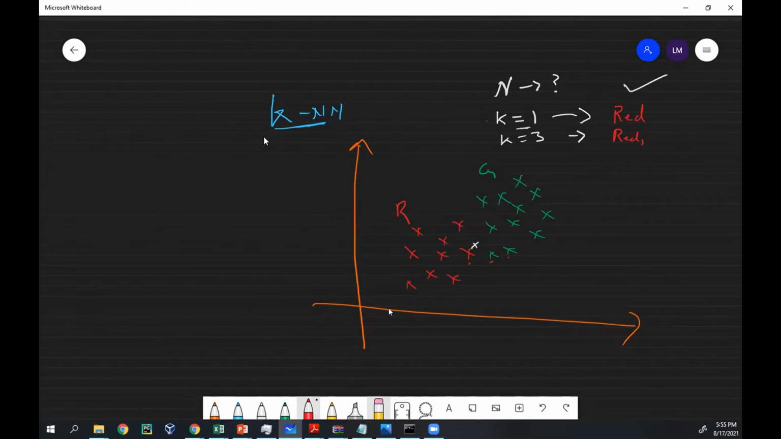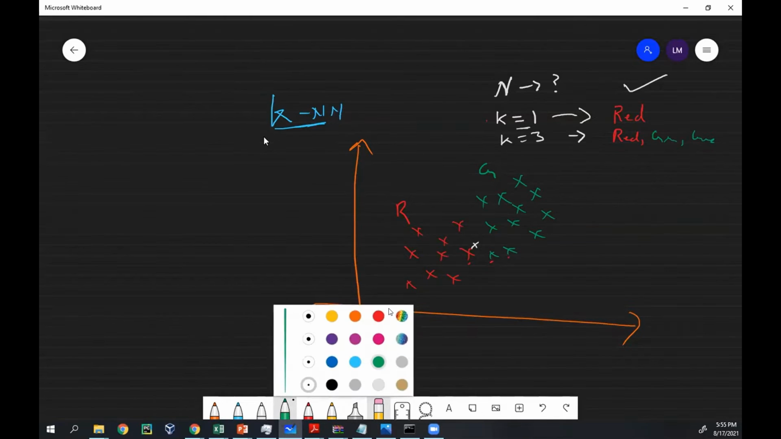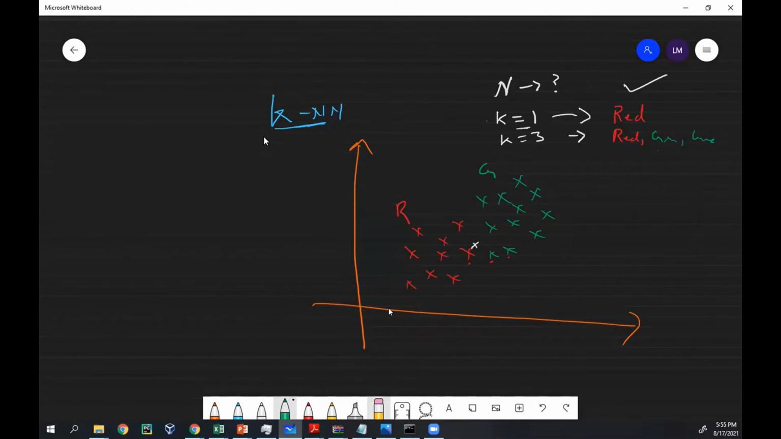Okay, out of all the points, these three are the nearest ones. So I'll just write it as green and again green. So now the balance actually changed. If you take k equal to 3, we can say that this point actually belongs to the green category. Okay, so that is your KNN algorithm.